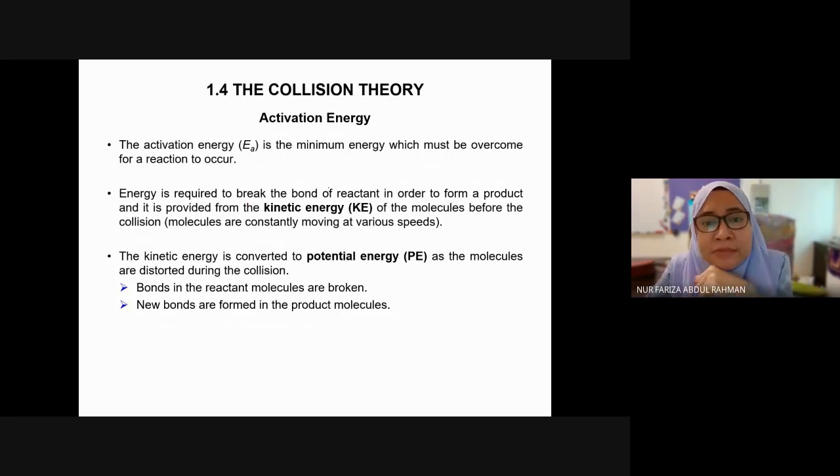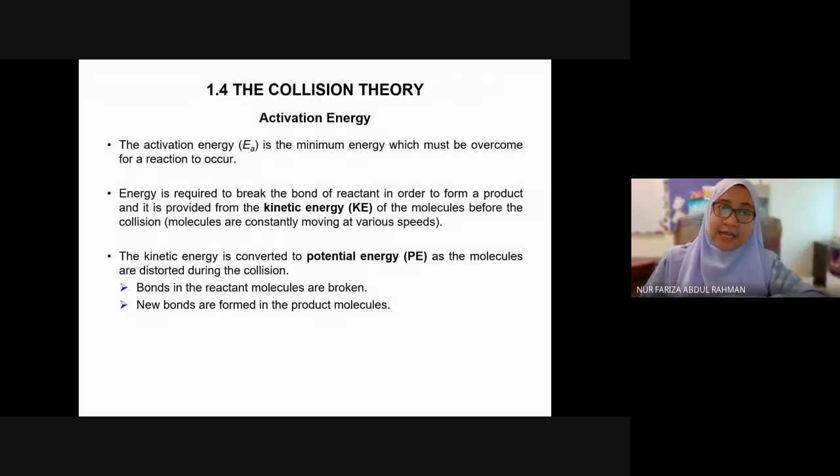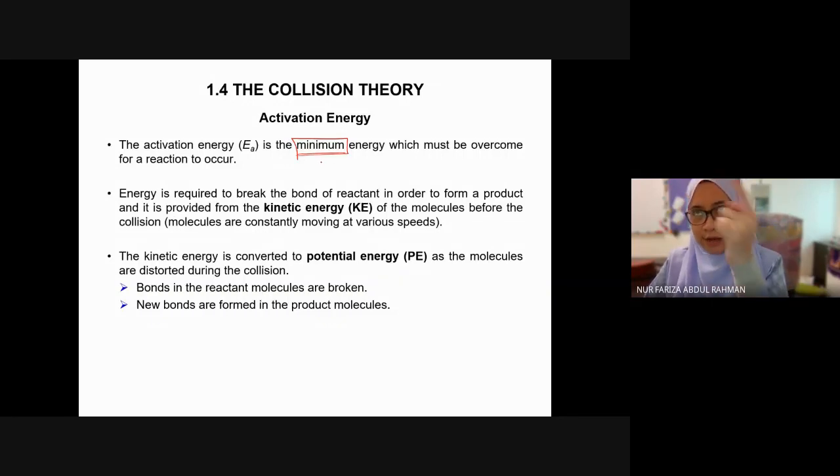The activation energy is the minimum energy which must be overcome for a reaction to occur. The minimum energy. If you have extra energy beyond that EA, of course you will be able to overcome it. For example, you want to take a degree in pharmacy. In pharmacy, the CGPA requirement will be 3.5. So the minimum energy will be 3.5. But if you have a flat 4 or 3.9, of course you have more energy to overcome the barrier, the EA. That's why the term used here is minimum. So you must have the minimum to be able to overcome the EA.